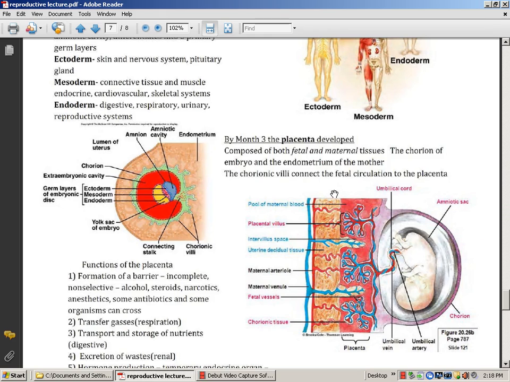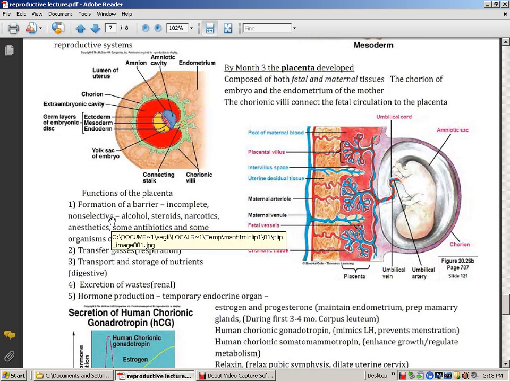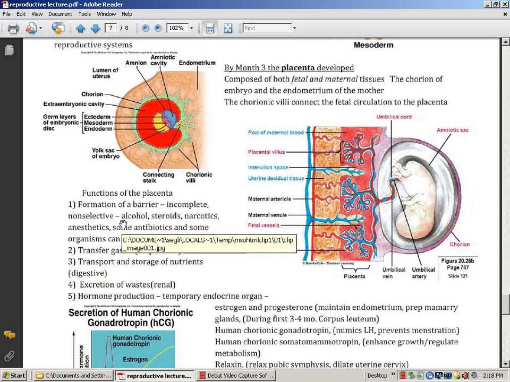So the placenta takes over around month 3, and it starts making its own hormones to adjust baby and mom's body. So here are all the functions you have to know about the placenta. First, it forms a barrier. It's non-selective to things that love what? Water or fat? Guess. Fat. Anything that loves fat can penetrate or move across into the baby. Like alcohol loves fat.